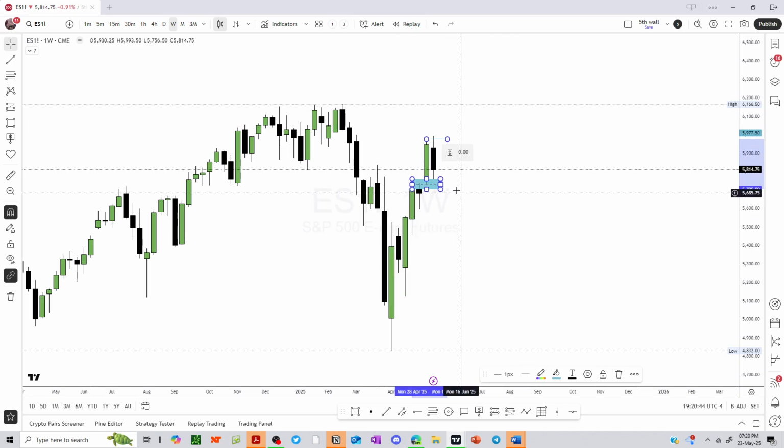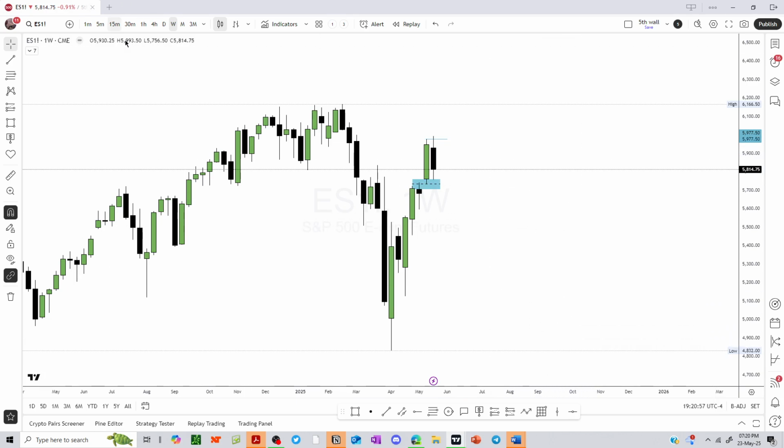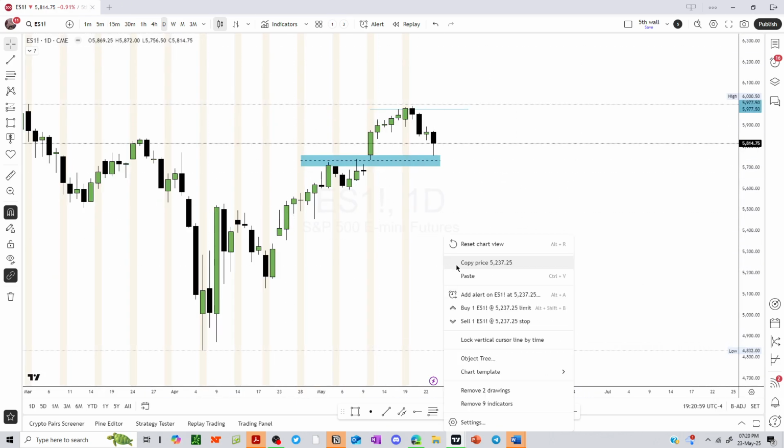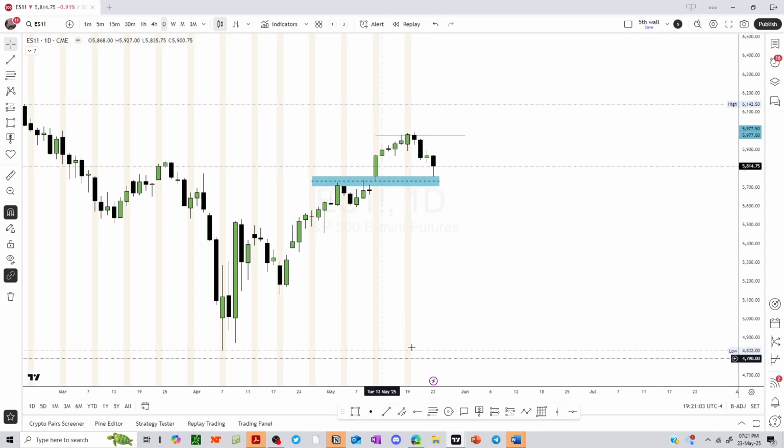The other way of doing this is to do this visibility on current interval and above, current interval and below. That suffices there. So we go to the daily chart, and you got it. And these tan or peach colors delineate a new week. So this would be Monday, Tuesday, Wednesday, Thursday, Friday.